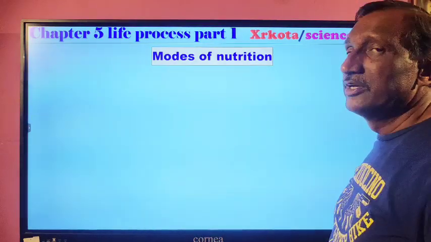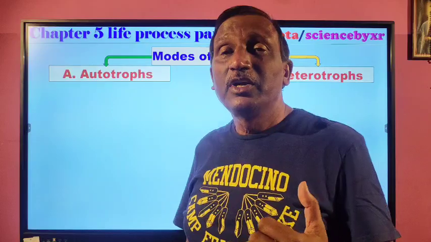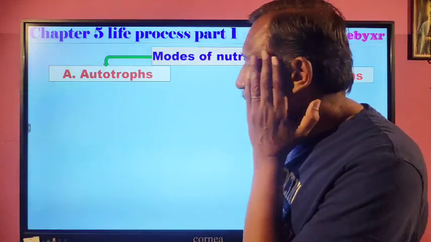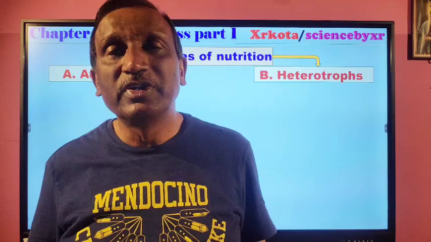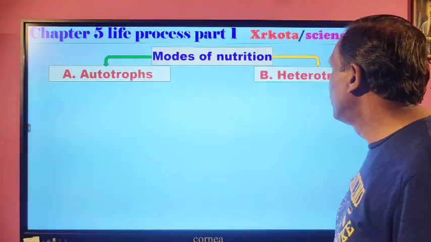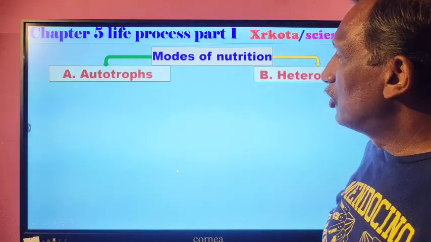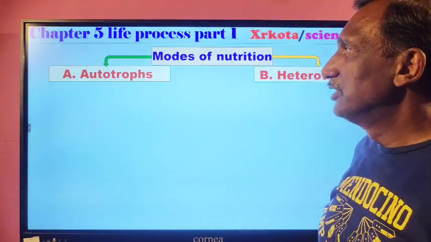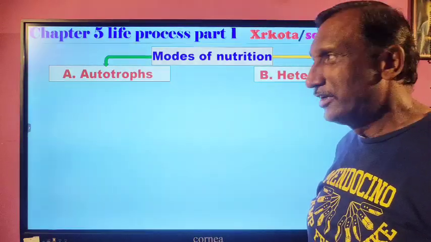Modes of nutrition. So modes of nutrition means where are we getting our nutrients from. So there are some organisms which have an ability to produce food on their own. They are called autotrophs. There are other organisms which cannot produce food on their own, so they depend on other organisms for their food requirement. So autotrophs which can prepare food on their own. Heterotrophs which do not have ability to produce food on their own.